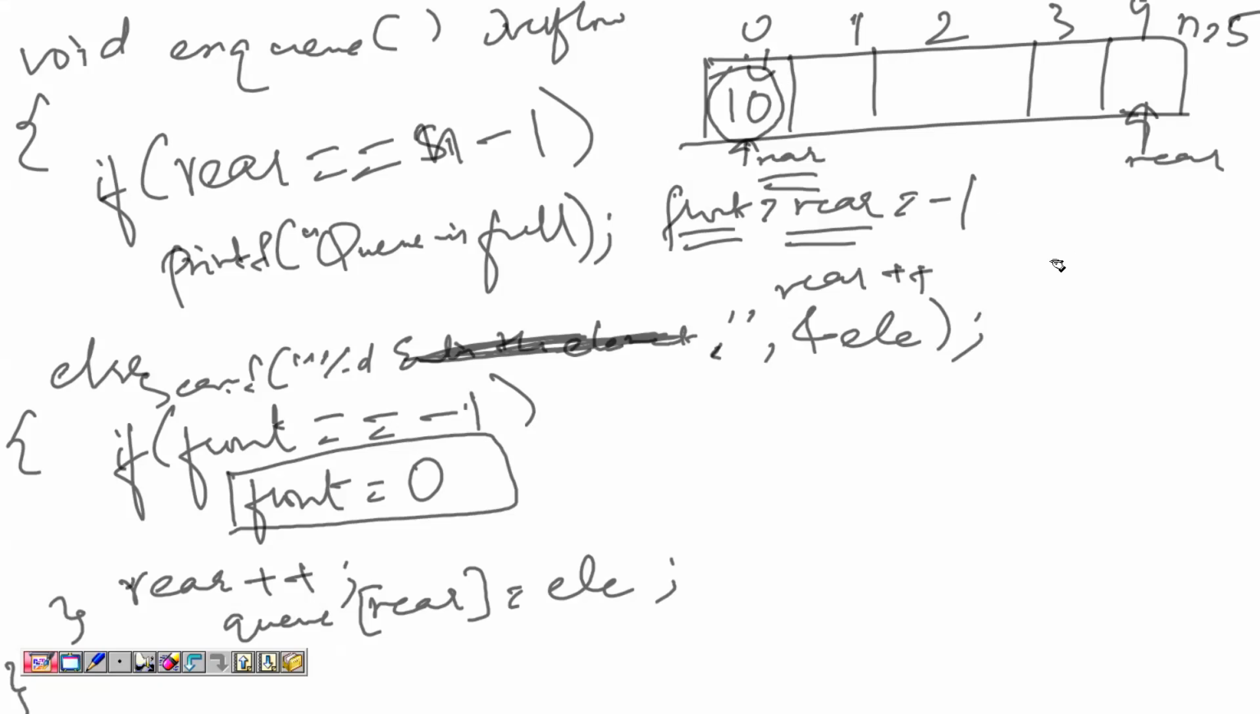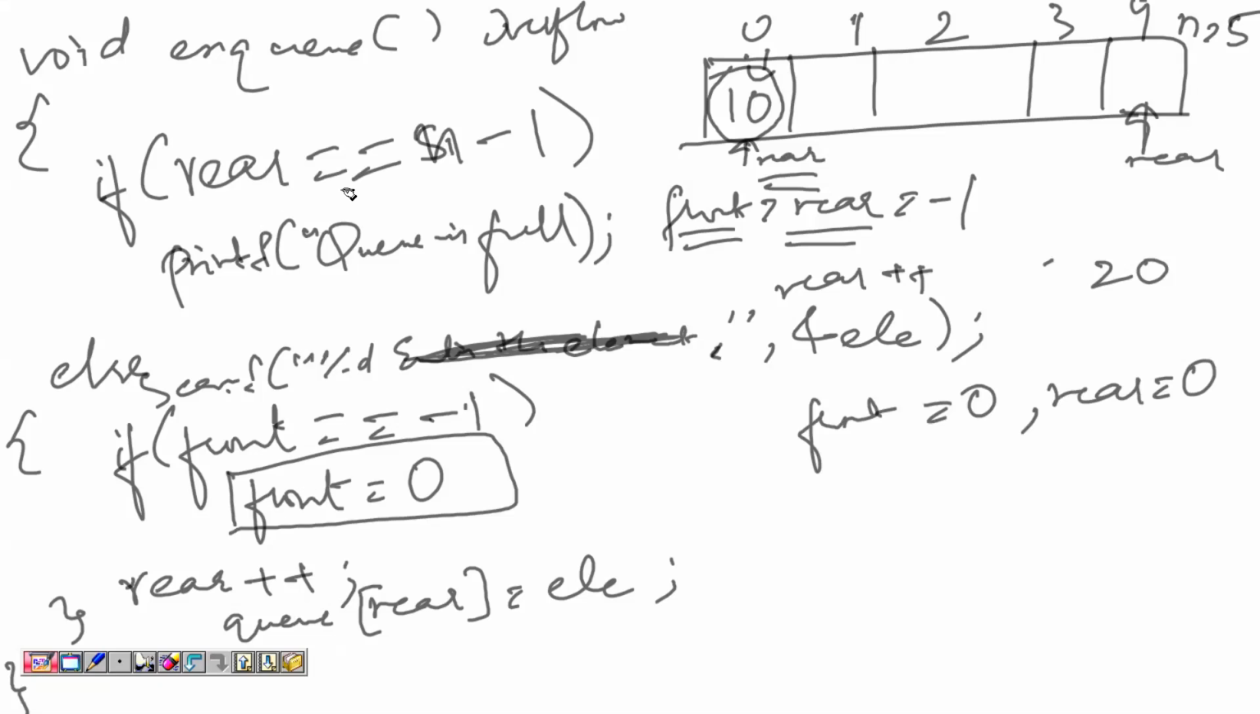So let's see if I want to insert 20, how it will look. Now the front is 0. Rear is also pointing to 0. Now the condition front equals -1 is false. Now rear equals 0. Now what will happen?